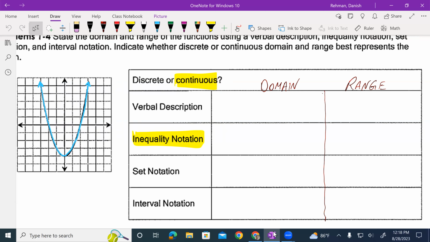Make sense? Domain for the first one, verbal description. But before that, let's do one thing. The thing that we know already. We know how to write the inequality notation. We have learned that for the domain inequalities, we will always use x less than on both sides. And then for the range, we will always put y less than on both sides.